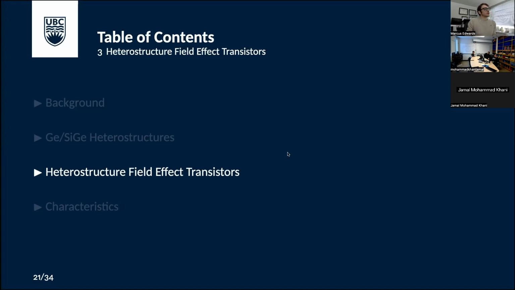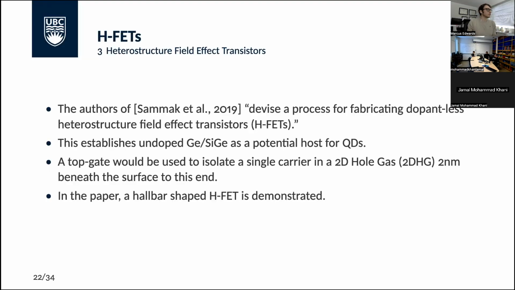Now we'll talk about the heterostructure field effect transistors that they fabricated. These are the devices that they fabricate on top of their material. They devise a process for fabricating dopantless heterostructure field effect transistors. We already talked about how a FET relates to quantum dots. A FET is very similar to a quantum dot; however, the quantum dot quantizes the channel by introducing a small island instead of a channel. So the fact that they've manufactured FETs means that it's promising for quantum dots to be manufactured as well. And this, they say, establishes their material as a potential host for quantum dots and other quantum technologies.